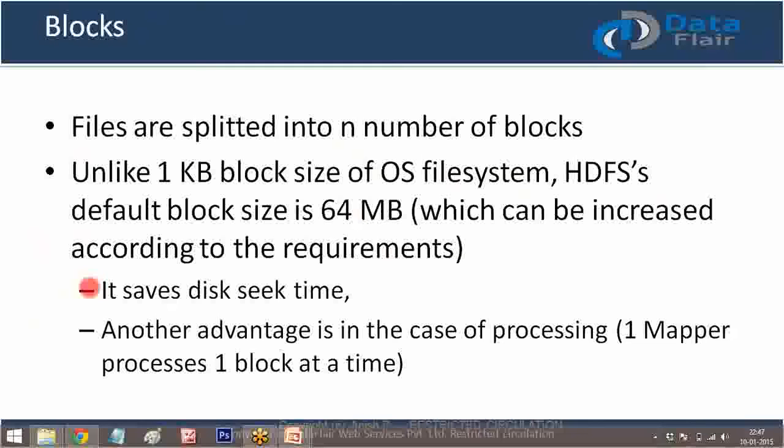and that is really a significant factor if I talk about the overall performance of my framework in terms of storage as well as processing. Another advantage is in terms of processing also, when we discuss MapReduce. The first part of MapReduce is the map. At a time, one map task will process one block. If my block size is 1 KB, it will process just 1 KB at a time. But if my block size is higher, that is 64 MB, it can process 64 MB of data.